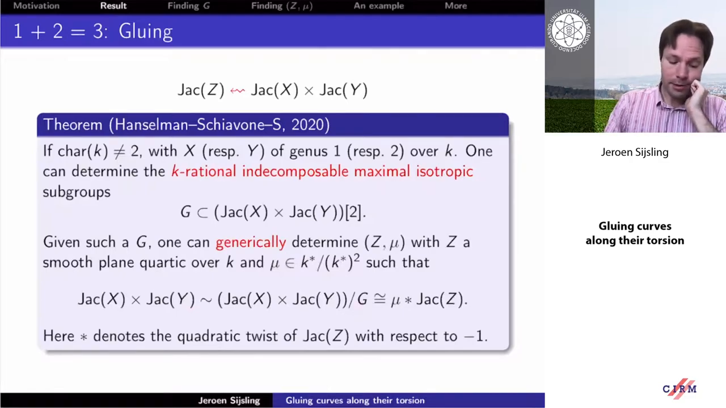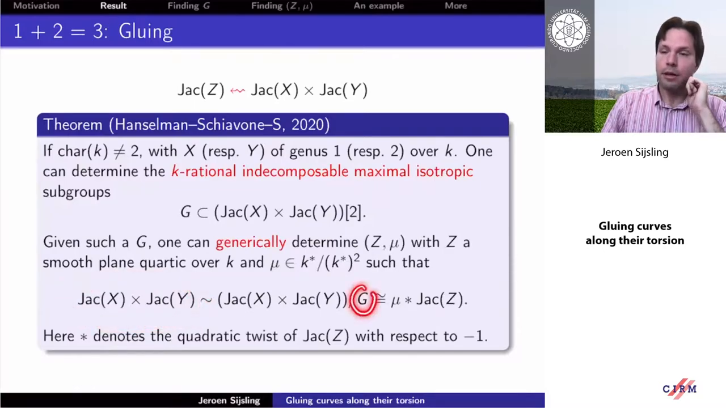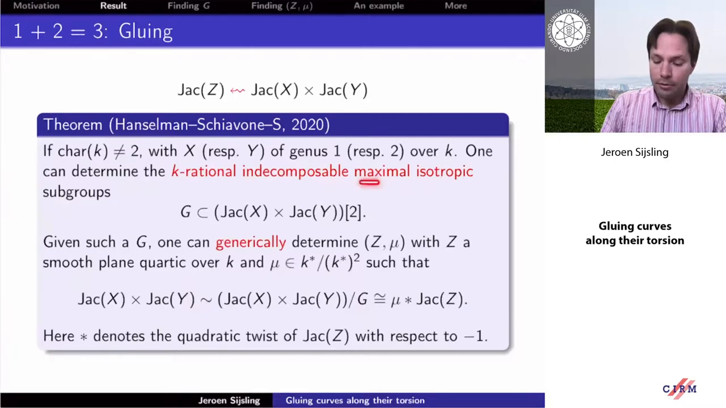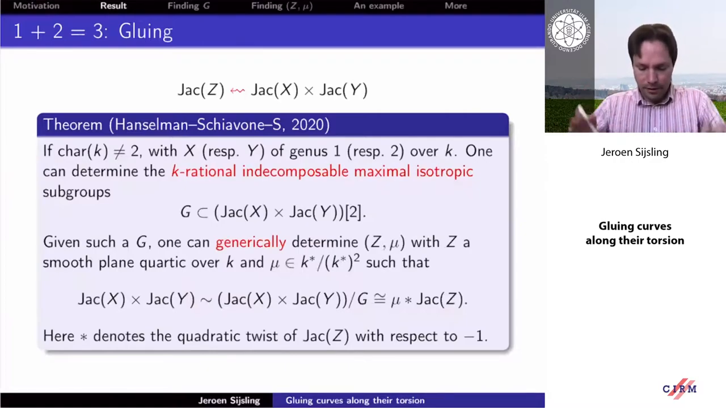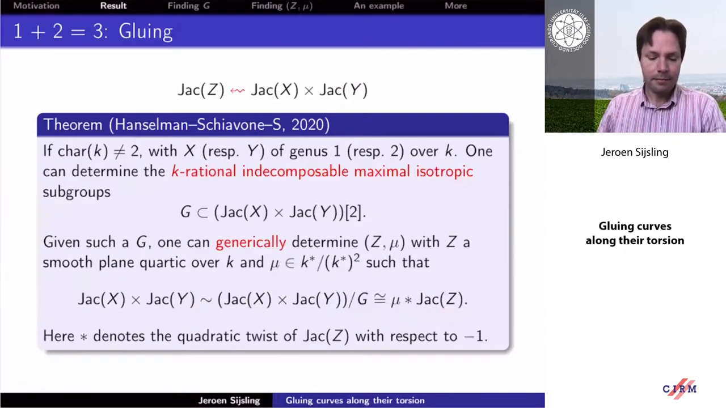And the construction is just as before. You take your product, you quotient out this subgroup. The fact that it is maximal isotropic ensures that it has a principal polarization. The fact that it is K-rational means it is defined over K. And then it turns out you really do get a Jacobian, except that there is this twist, which I will tell you about. So there are two steps. We want to find G, we want to describe these G. How do you make this tangible? And given G, how do you find Z and mu? So that's the theme of the next two parts. Let's first talk about G.